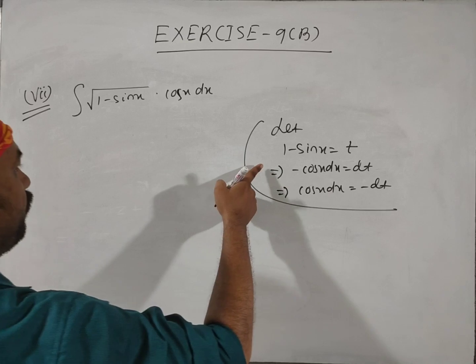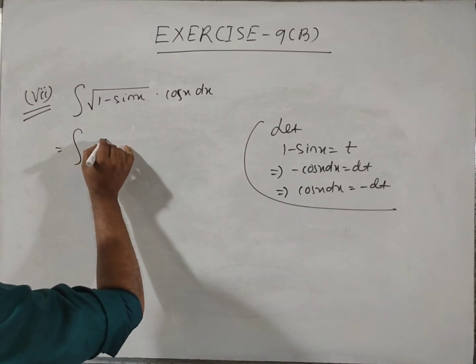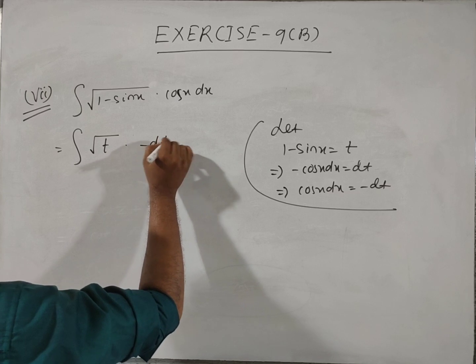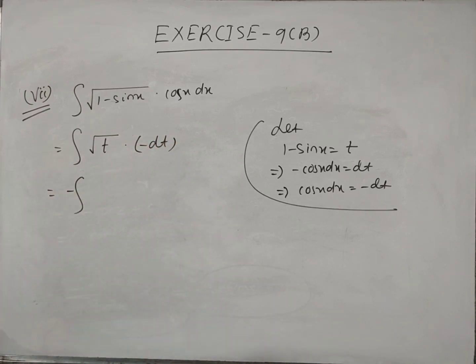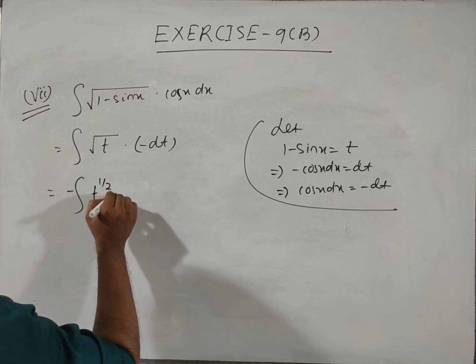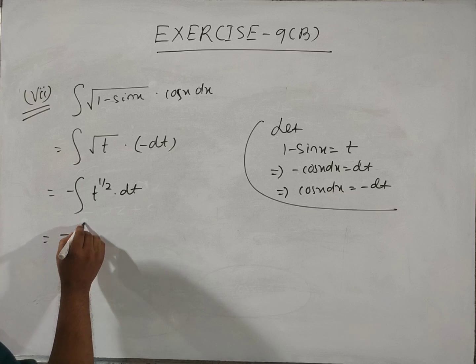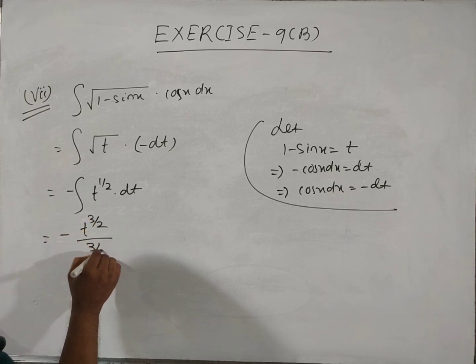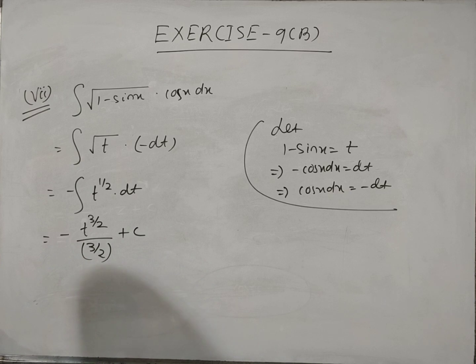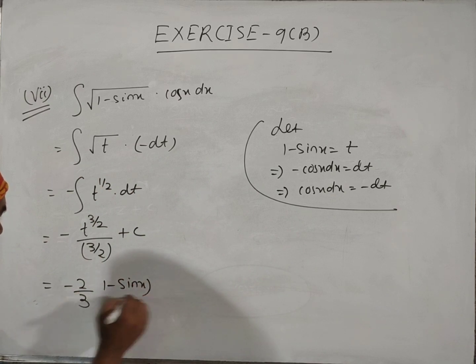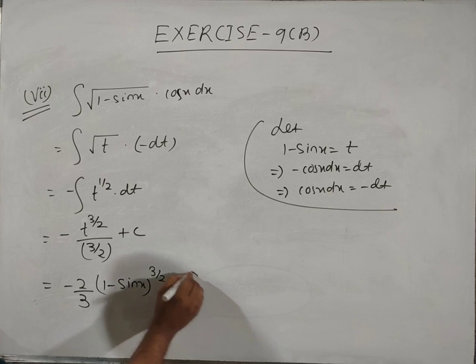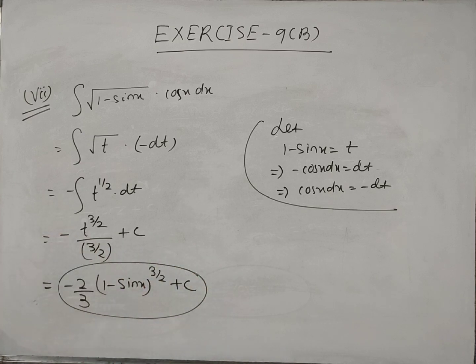Then by putting these values here, it is square root of t into minus dt. Then it will be minus t to the power 1 by 2 dt. Integral of t to the power 1 by 2, it is t to the power 3 by 2 divided by 3 by 2 plus c. Then it is minus 2 by 3. In place of t, we can write down 1 minus sin x. So minus 2 by 3 into 1 minus sin x whole to the power 3 by 2 plus c. So this is the required answer for the number 2.